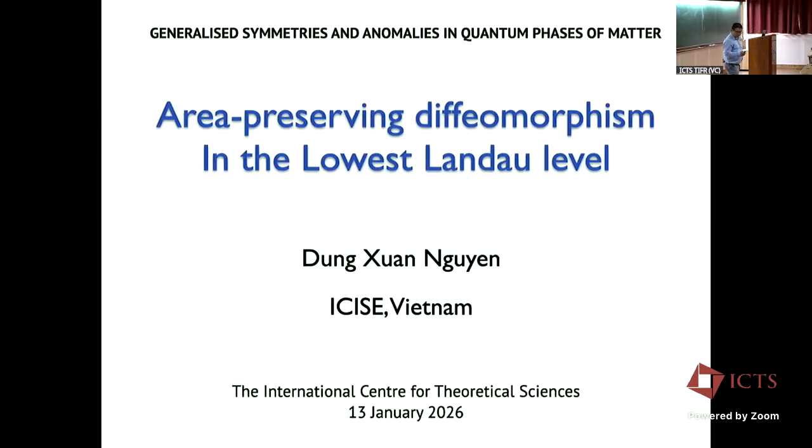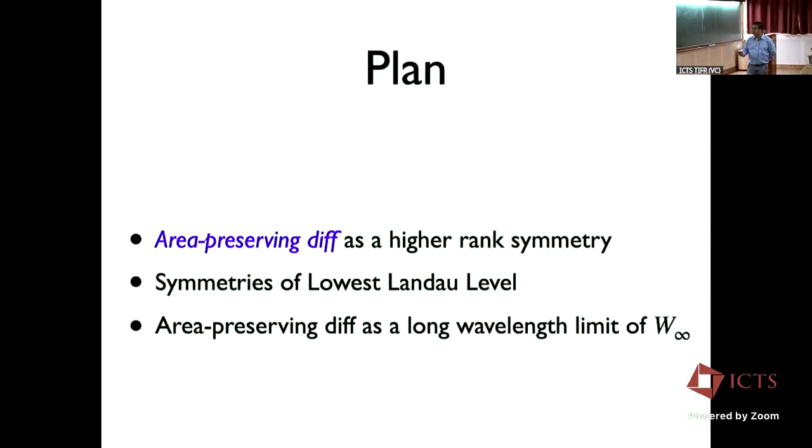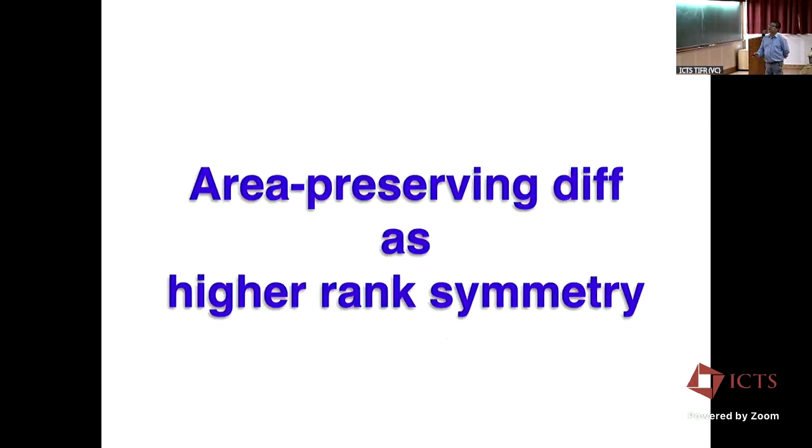So let me begin with the plan. Here I show you that the area-preserving diffeomorphism is a symmetry in the lowest Landau level. It's considered as a higher rank symmetry, a nonlinear higher rank symmetry. And I show you how to derive this symmetry in the lowest Landau level explicitly. I can also show that the area-preserving diffeomorphism in the lowest Landau level is a long wavelength limit of the W infinity symmetry, which is a famous symmetry in string theory. So let's begin with the first part.